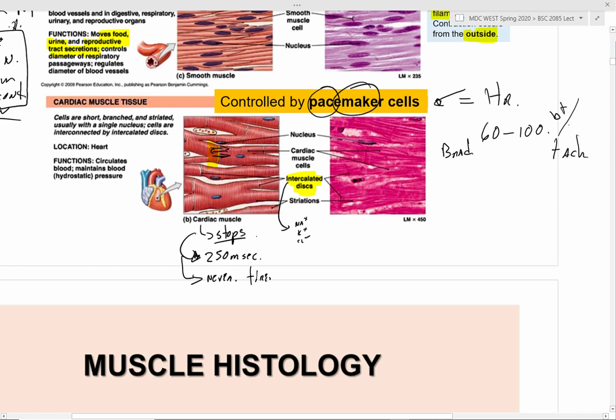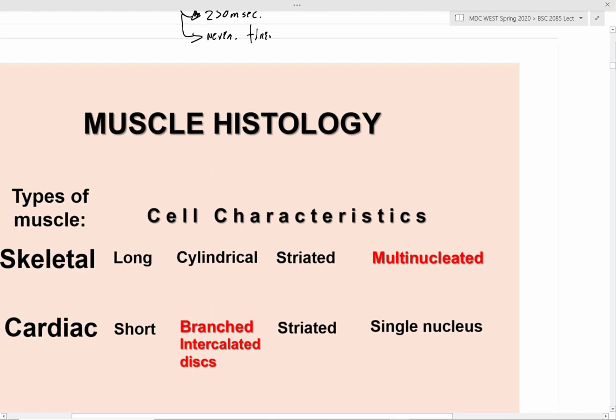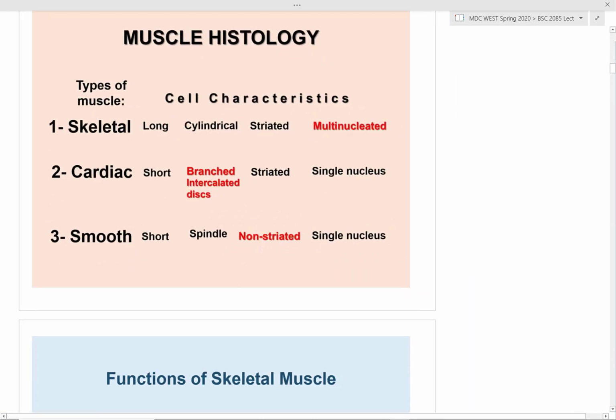Beats per minute. Okay? If you don't believe me, grab your radial pulse. You can look at your watch. You can do it in 15 seconds and multiply by 4, or you can just do it in 30 seconds and multiply by 2. And it gives you your heart rate. In this case, it will be pulse rate. Maybe a slight difference. Okay? So, straightforward.